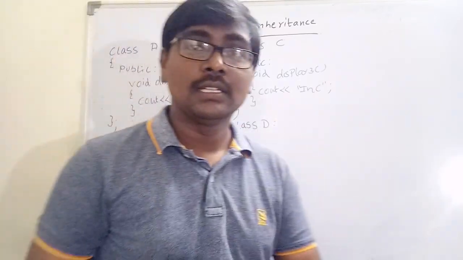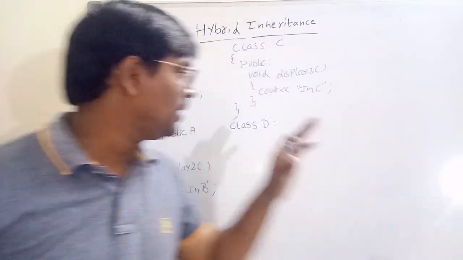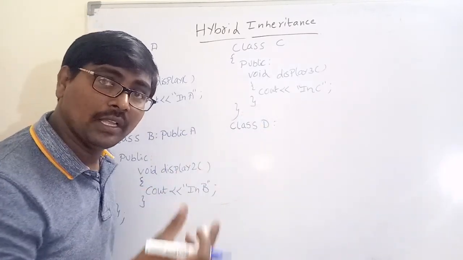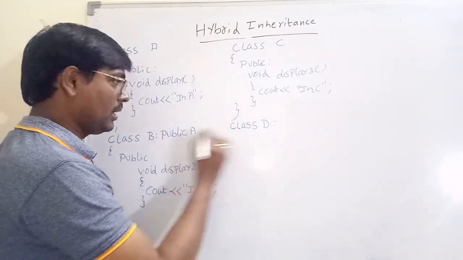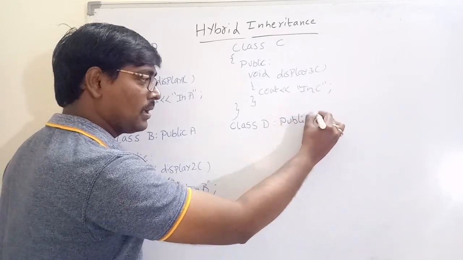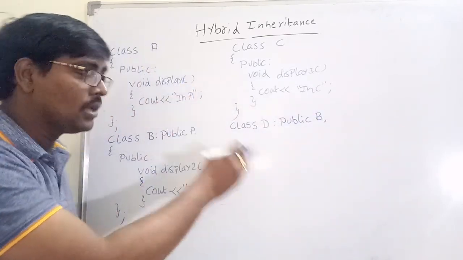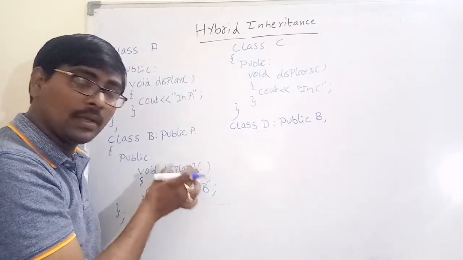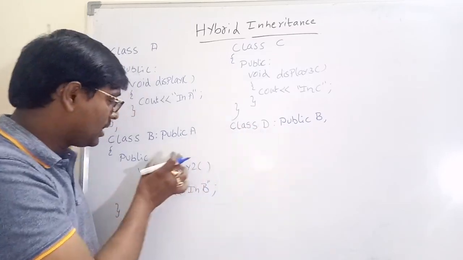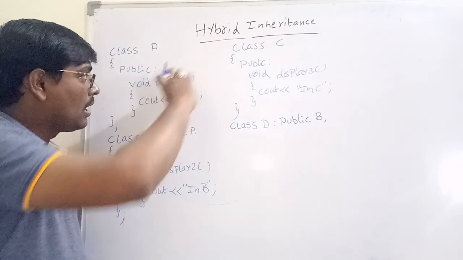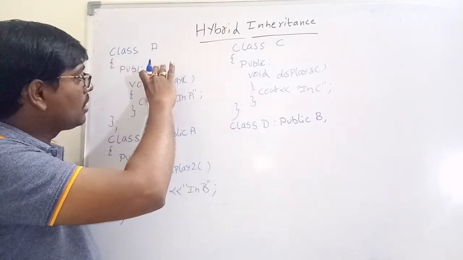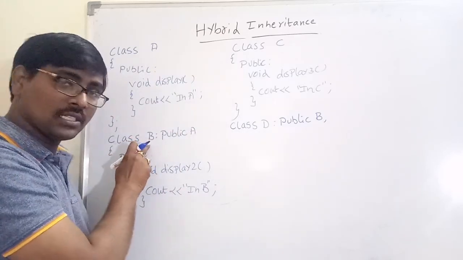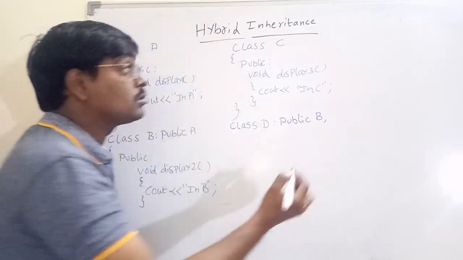So what is hybrid? Single plus multiple. Single is completed between A and B. Now to make multiple, class D acquires the properties from more than one parent. For example, public B. Why am I writing B instead of A? After applying single inheritance, all the protected and public members of class A are also available in class B. Then simply I can access class B, and indirectly I can access A also.